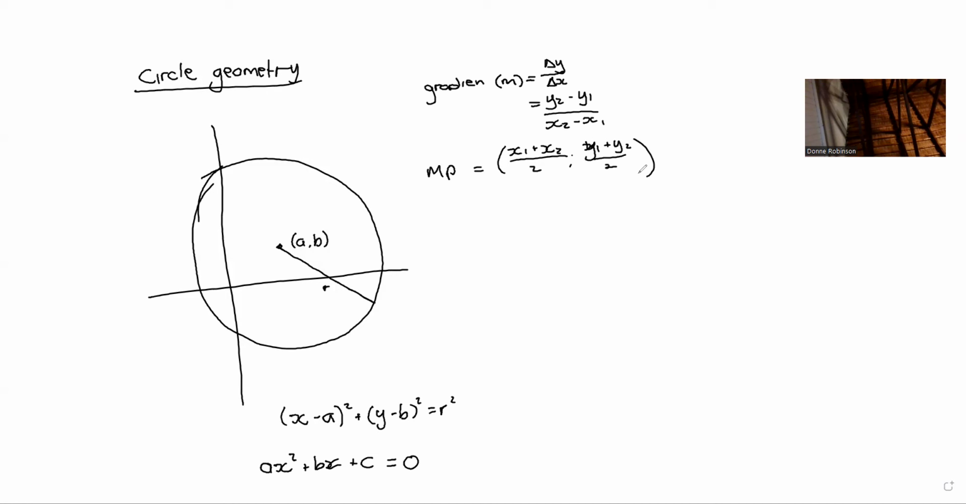The last little one we need to know is that when lines are perpendicular, meaning that they meet at a 90-degree angle, we can say that the gradient of the one line multiplied by the gradient of the second line will be equal to -1.